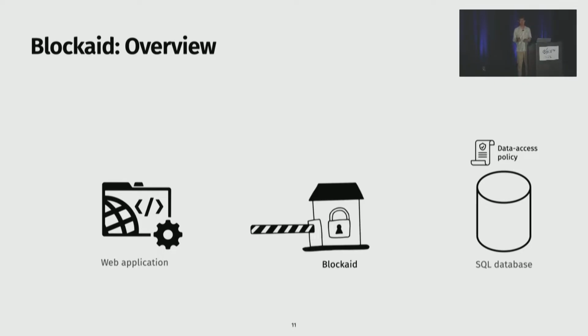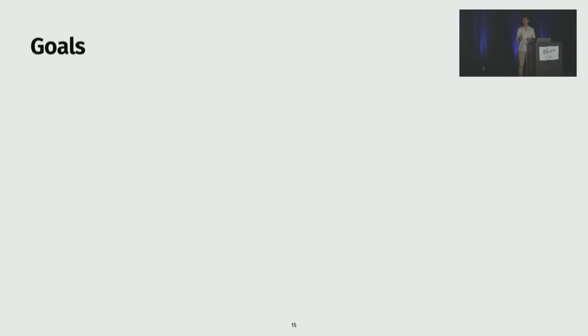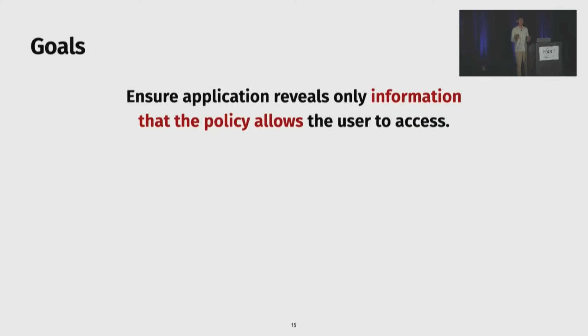Blockaid is a SQL proxy that intercepts every query issued by the application and attempts to verify that it reveals no more information than the policy allows. If that's the case, Blockaid lets the query through unmodified and then relays the results back to the application. But if not, Blockaid would block the query. As we can see, the overall goal of Blockaid is to ensure that the application reveals only information that the policy allows the user to access.